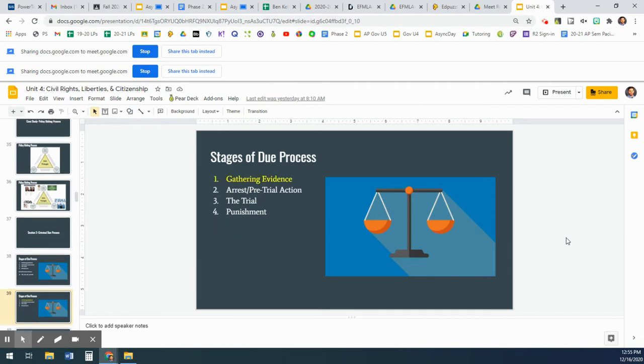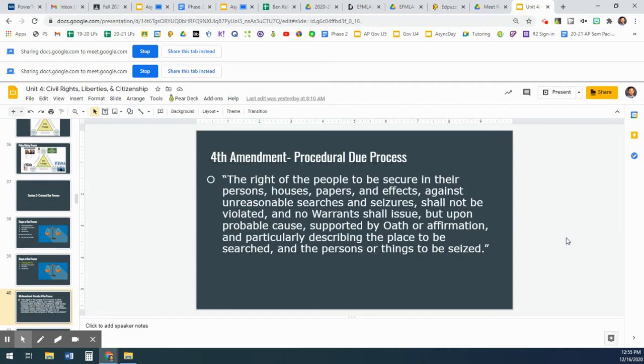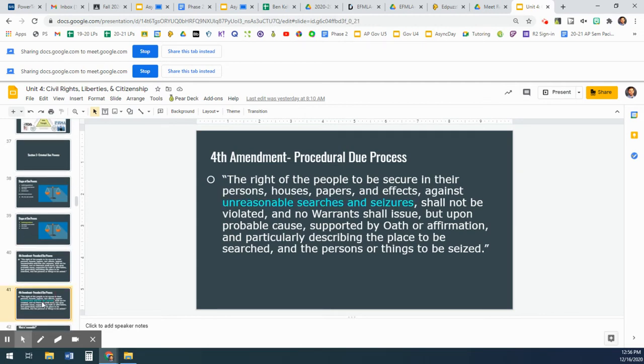Let's start with number one, which is gathering evidence. The Fourth Amendment states that you have the ability to be secure in your persons, meaning you should be able to have privacy in both your person, like what's on you, your house, your documents, your belongings, from unreasonable searches and seizures. That's the key there. Unreasonable searches and seizures, like taking of evidence, and it shall not be violated by the federal government. We'll learn later that this is extended to state governments, but originally it was only the federal government.